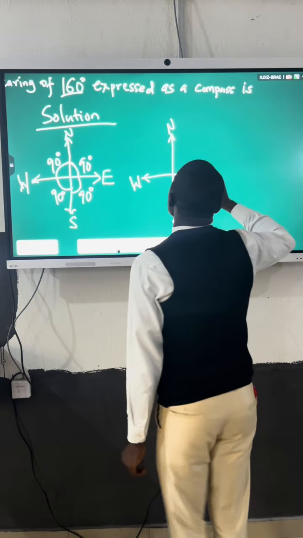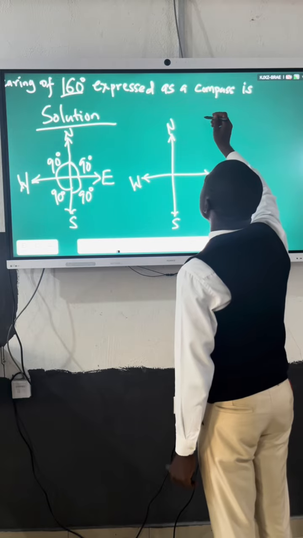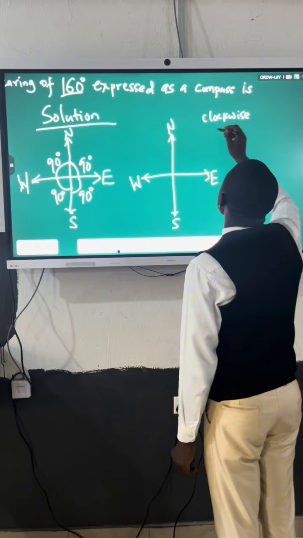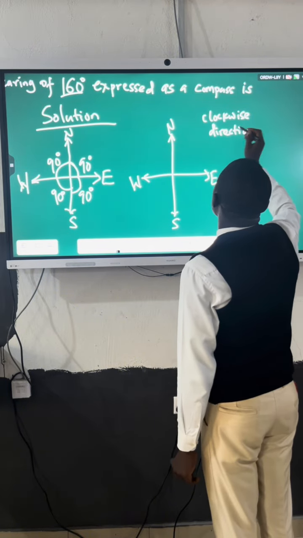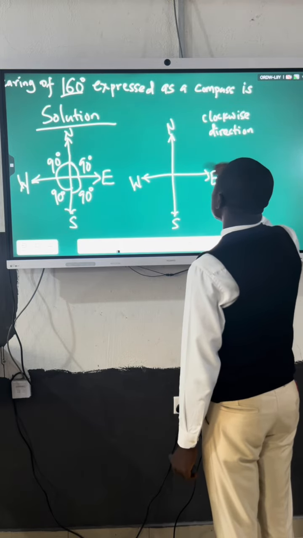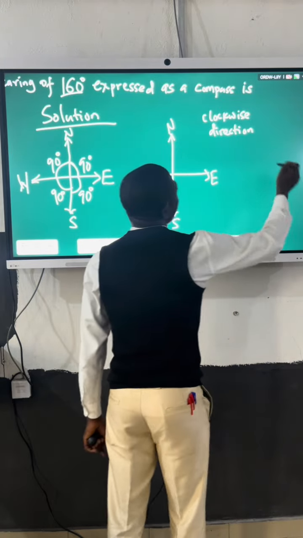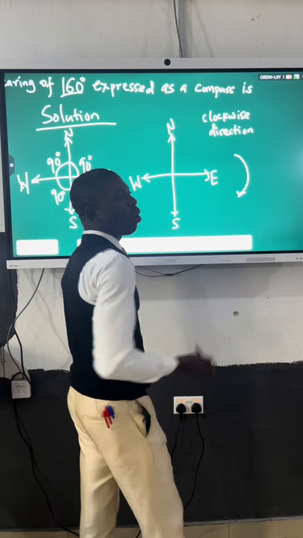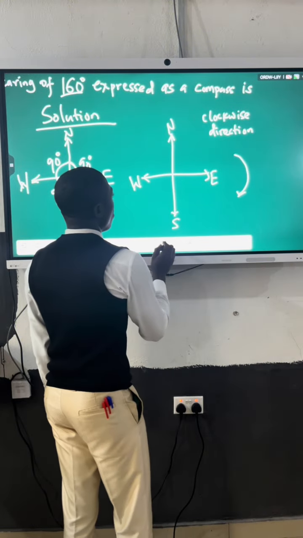Remember, in three-figure bearing we move in a clockwise direction, beginning from the north. So we want to cover 160. Clockwise direction means that you are moving this way, from right to left. This kind of movement is what we call clockwise. If you do it the other way around, it's called anti-clockwise.